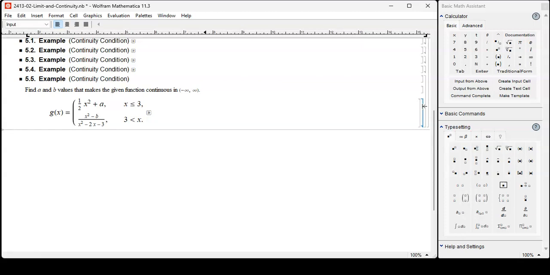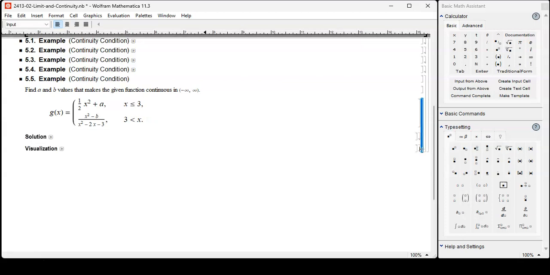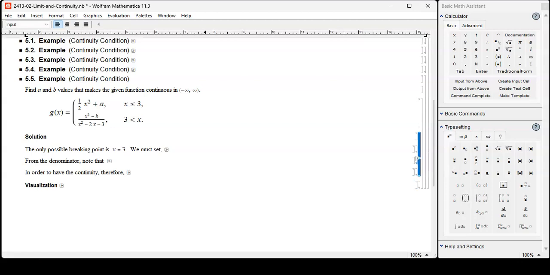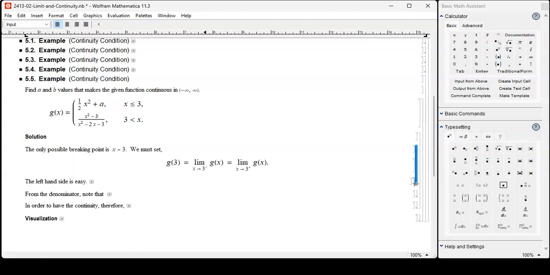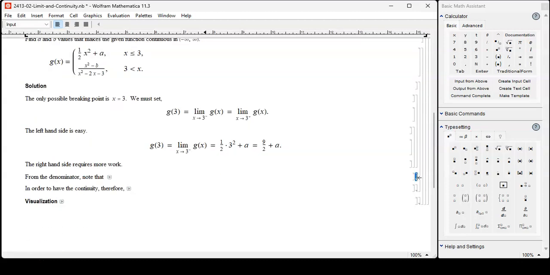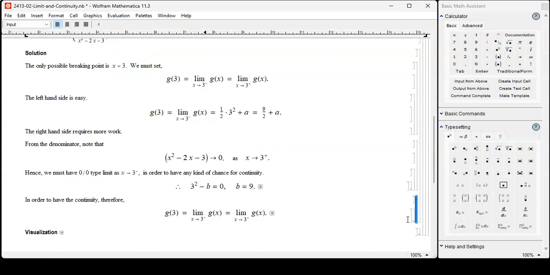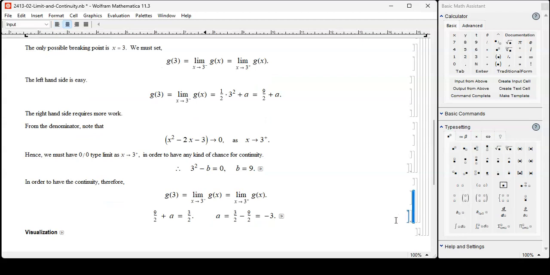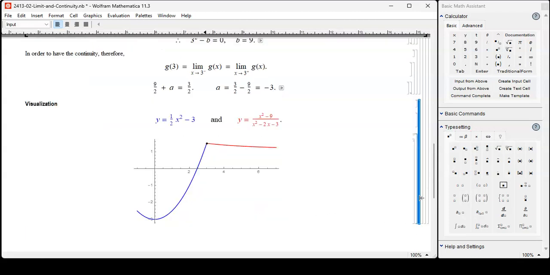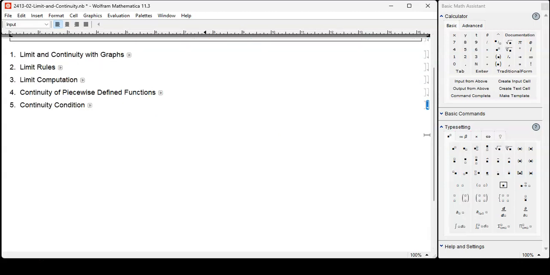Completed? Not yet? Well, here we go. If you do all those computations, and then set those right, in the end you're going to get, well, limit value is 3/2, so a value is -3, and that's going to give you a continuous function. That completes the problem.